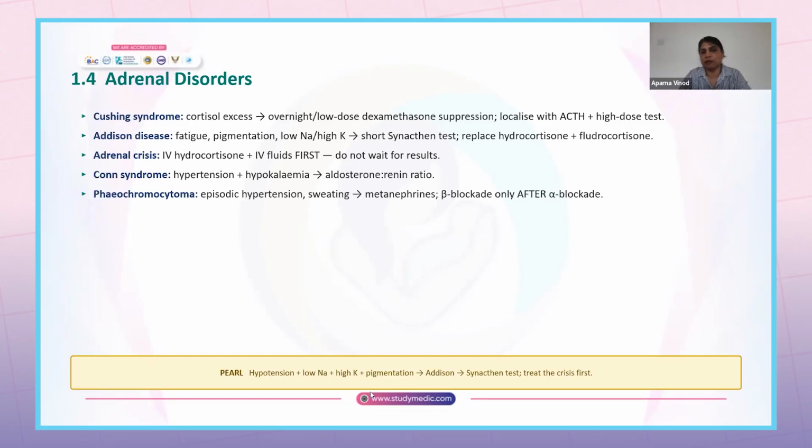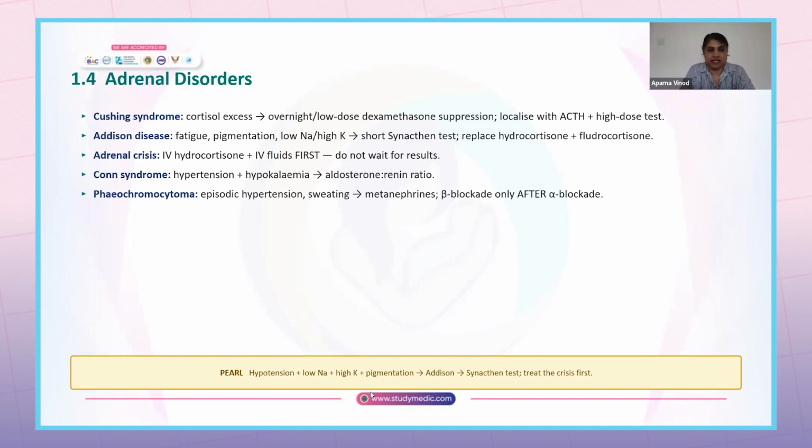So you can have palmar pigmentation, low sodium and high potassium, because adrenaline is responsible for maintaining sodium in the blood. Addison's disease, adrenal deficiency, therefore sodium is low. Proportionately, potassium will go high. Like I said in the beginning, when there is insufficiency of a hormone, we go ahead with stimulation tests. So synthetic ACTH or short synactin test will be offered, and once we have a diagnosis, we will replace with hydrocortisone or prednisolone and fludrocortisone.